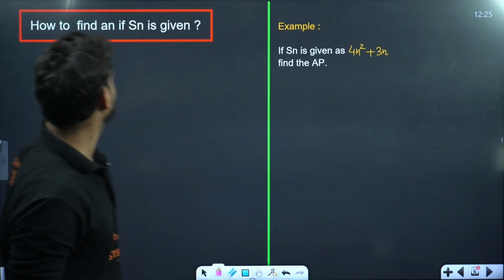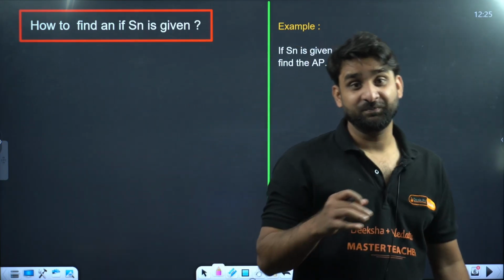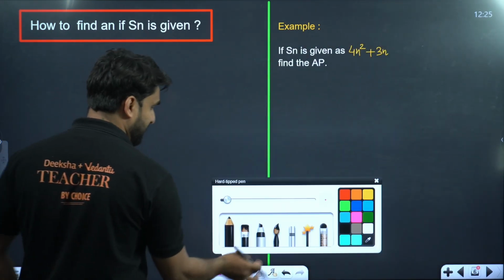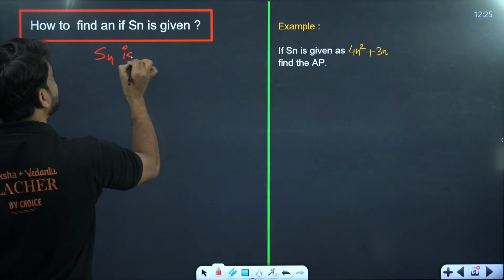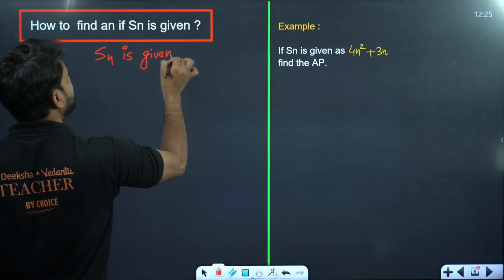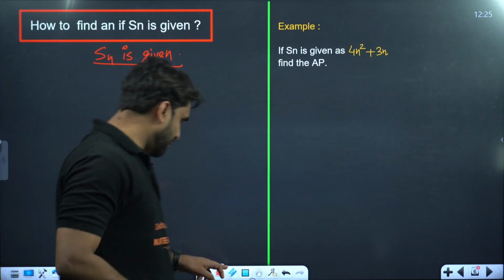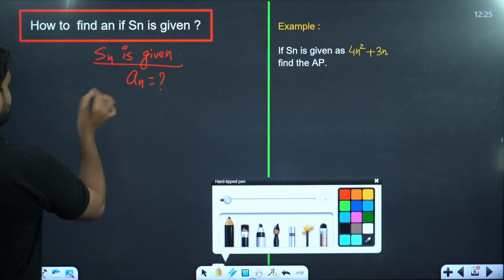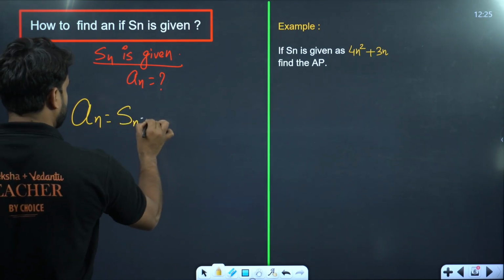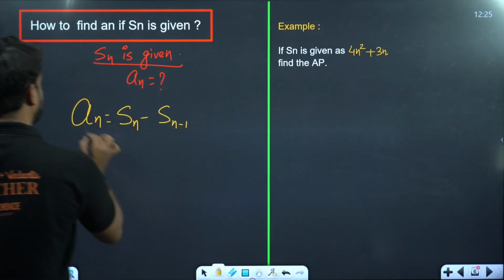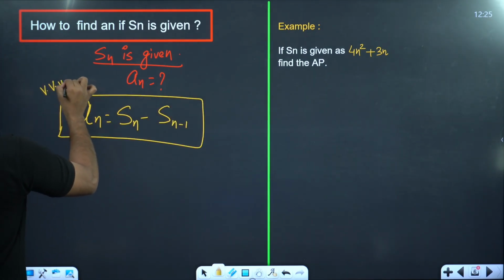Moving to next. Okay. So how to find An if Sn is given? This is very good, champion. So let me give you a very shortcut formula where if Sn is given to you, what will be An? How we can find An? So this is the topic. So let me give you the formula, my dear champion. If Sn is given, we can find An by using this formula Sn minus Sn minus 1. Please, this formula, very powerful, very important.